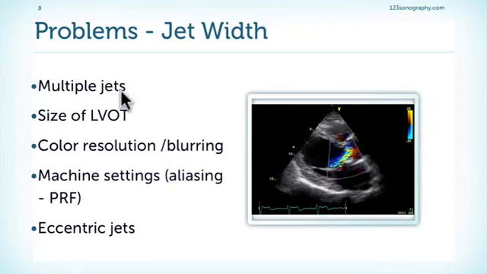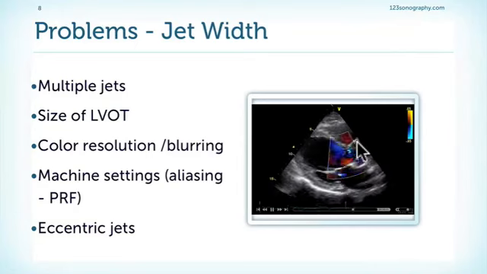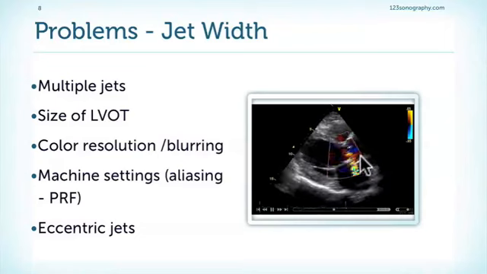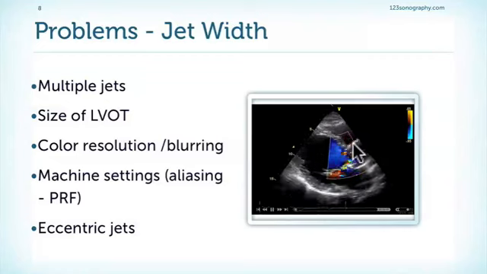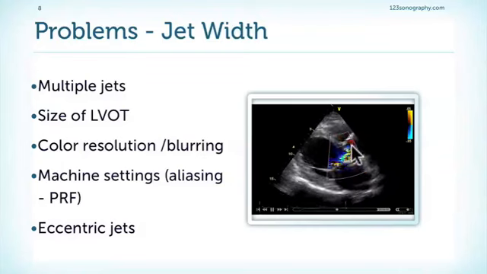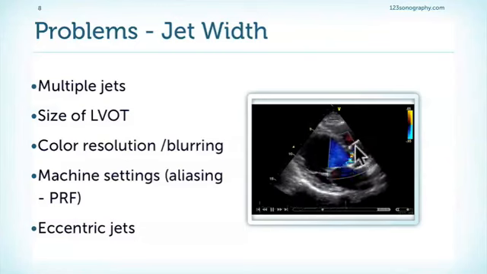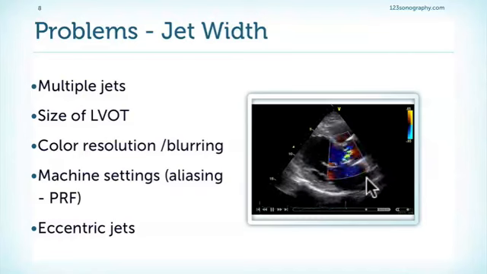First of all, what do you do with multiple jets? Second, it also depends on the width of the LVOT. It also depends on the resolution of the color, especially if you have poor image quality, and if you have blurring of the color, this can be quite difficult to perform at times. Then it's also dependent on the machine settings, on the aliasing border, and it's also very difficult to quantify the LVOT jet ratio if you have eccentric jets, as in this example where the jet is directed towards the anterior mitral valve leaflet. Especially since we have a lot of energy loss if the jet is eccentric, and thereby it might be more severe than it actually is if you just quantify it based on the percentage of the LVOT.